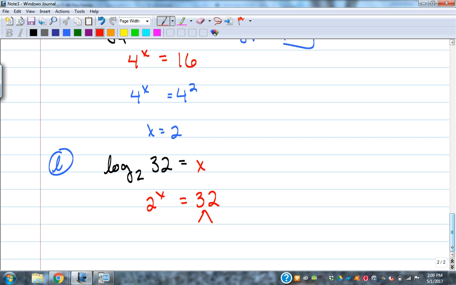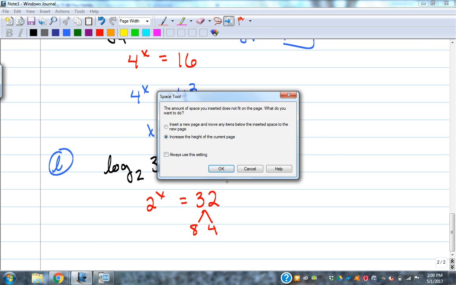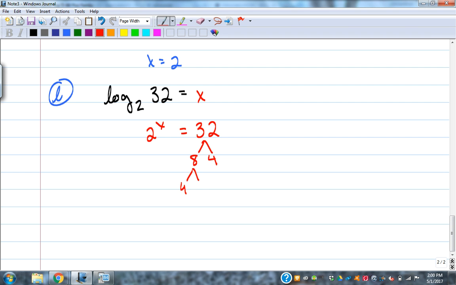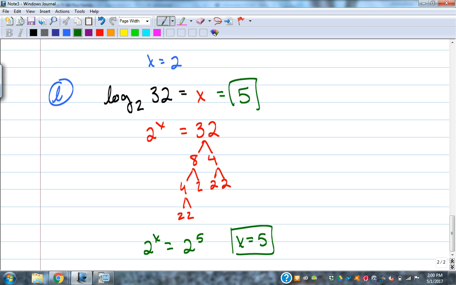What do I know about 32? I know it's 8 times 4. Isn't that right? 8 times 4 is 32. And that's 4 times 2. And that's 2 times 2. And this 4 is 2 and 2. How many 2's does that end up being? 1, 2, 3, 4, 5. So 32 is really 2 to the 5th power. And then here we are back to like the previous example. What does it have to equal? 5. So this must have equaled 5. Log base 2 of 32 must have been 5.